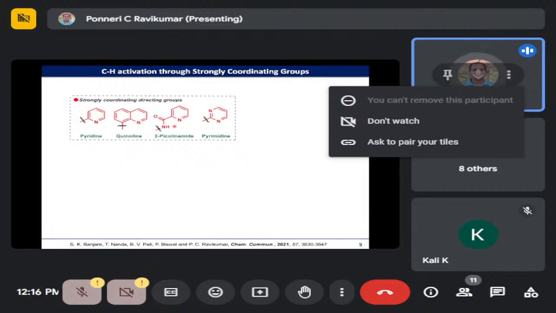So the point that I wanted to mention here is that CH activation by using weakly coordinating directing groups such as aldehyde, ester, ketone is better than strongly coordinating directing groups. So this is the one point that I wanted to make strongly here.